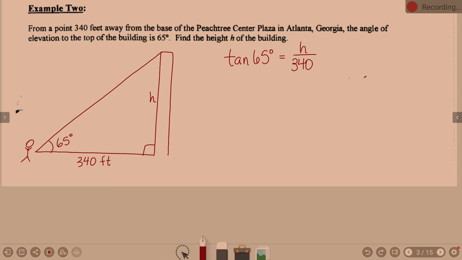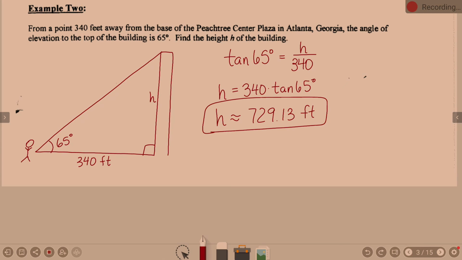So, 340 times, yep. In order to find h, we're going to multiply 340 times the tangent of 65 degrees. And we're going to get a calculator answer of 729.13, and that would be in terms of feet.